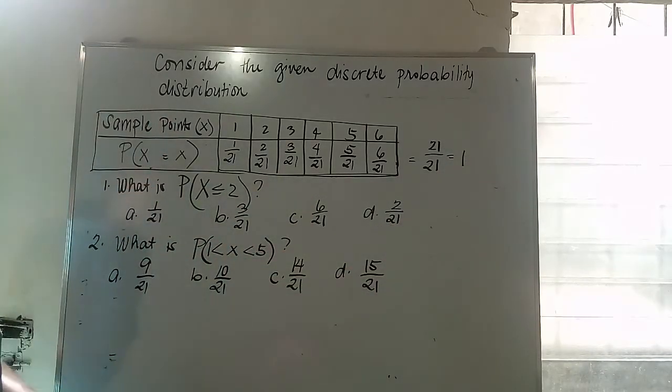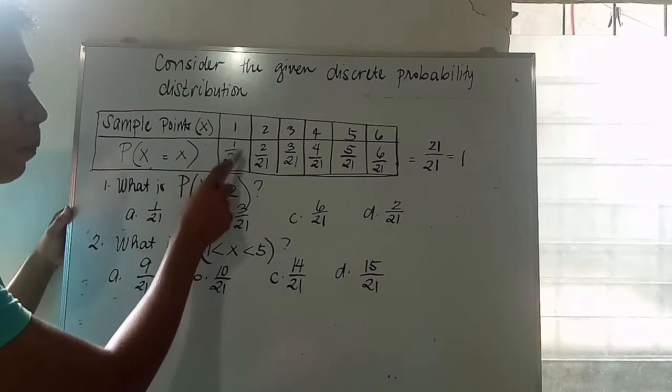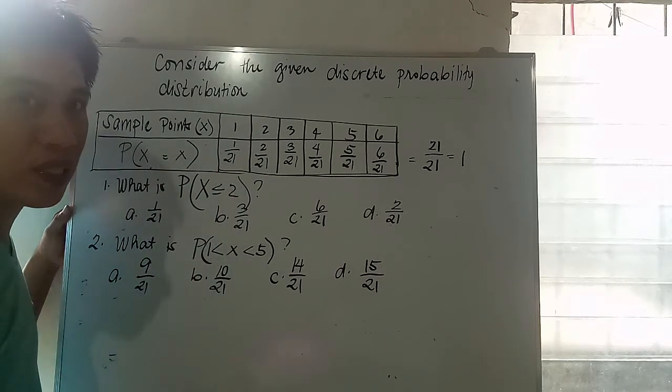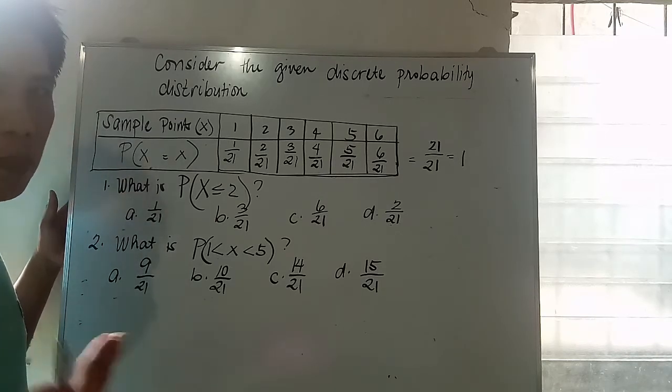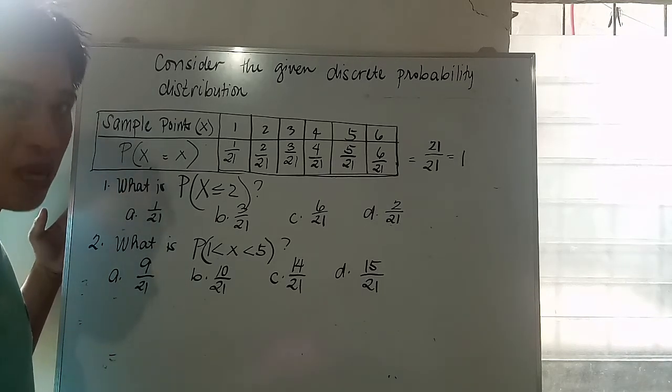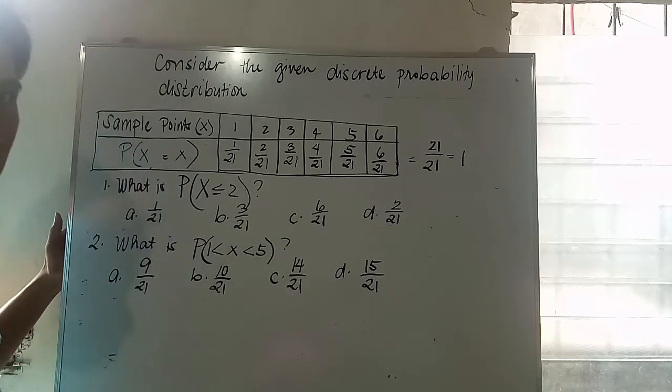So another observation is that in discrete probability, the probability of each sample point should be greater than 0 but less than 1. If we talk about probability, your answer could either be greater than or equal to 0 but less than or equal to 1.